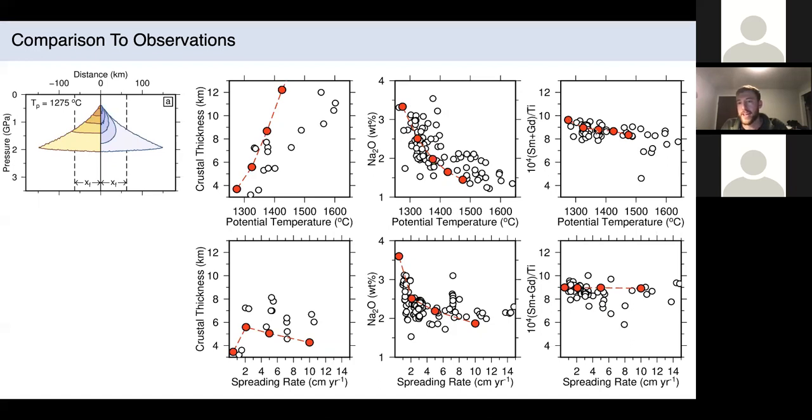If I show you our models, we do a good job of fitting sodium concentrations and samarium plus gadolinium over titanium concentrations as a function of potential temperature and of spreading rate, but we do a poor job of fitting crustal thickness observations. This is because our model assumes that all crust is instantaneously extracted and no melt is left behind in the mantle. We can vary what's called the critical distance and assume that some melt is left behind within the mantle. And this allows us to fit crustal thickness data nicely with not very much difference in our sodium and samarium plus gadolinium over titanium concentrations.